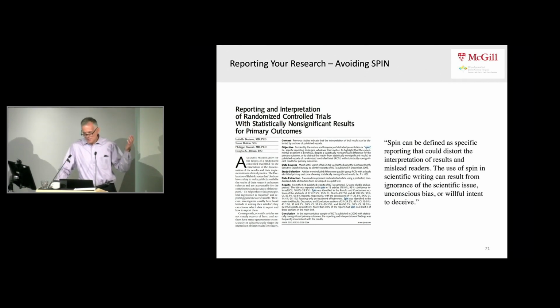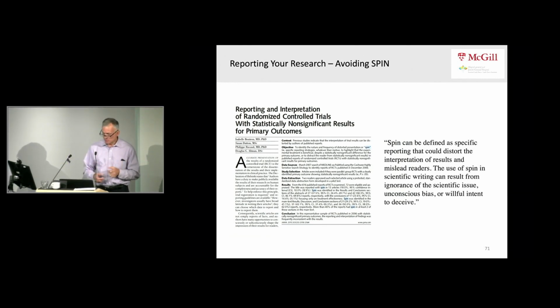So SPIN is defined as reporting that distorts interpretation of results and misleads readers. That's not what our organization is. You know, scleroderma organization, we're not trying to mislead patients and doctors. But Isabelle, to the best of my knowledge, introduced that term with this paper.